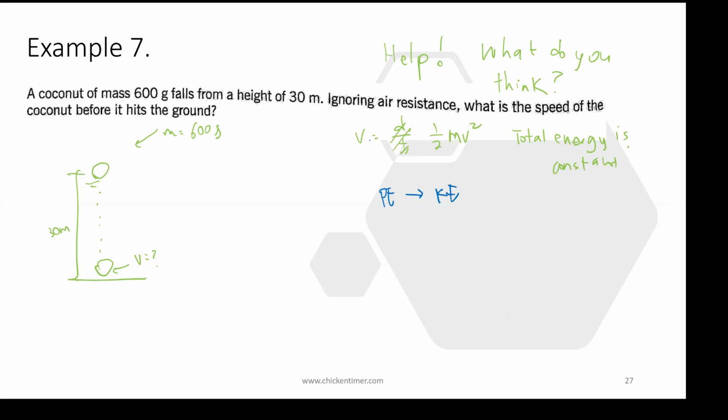Okay, so where is the PE? PE is at the height of 30 meters. Then all this PE will come down and become KE. So can I say PE is the same as KE? Yeah. Then what should I do next?